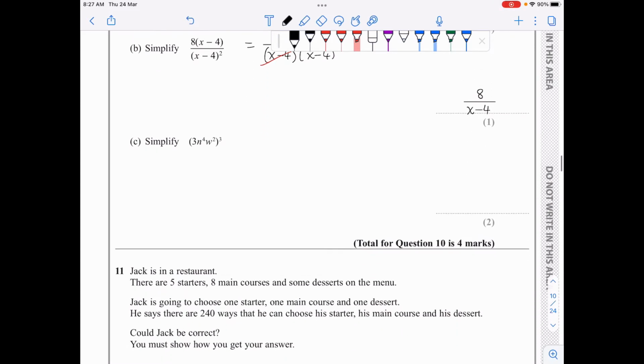In C, we need to simplify this. It's 3n to the power of 4, w squared, all to the power of 3. So it's going to be 3 cubed n to the power of 12, because when I raise a power to a power, I multiply the indices together. w to the power of 6 for exactly the same reason. 3 to the power of 3 is not 9. That's a common mistake. It's 3 times 3 times 3, which is 27 n to the power of 12 w to the 6.